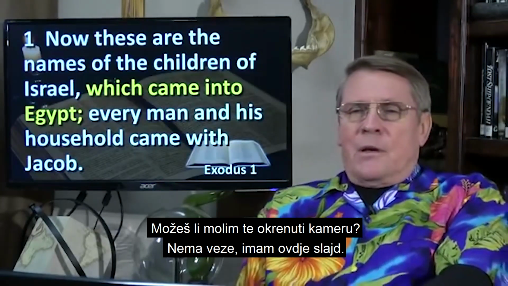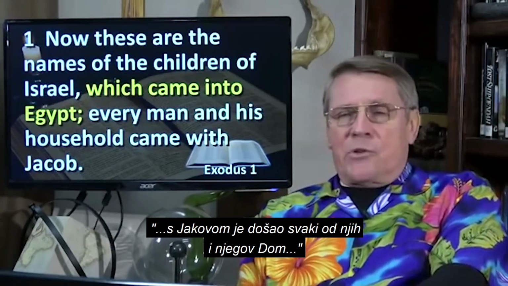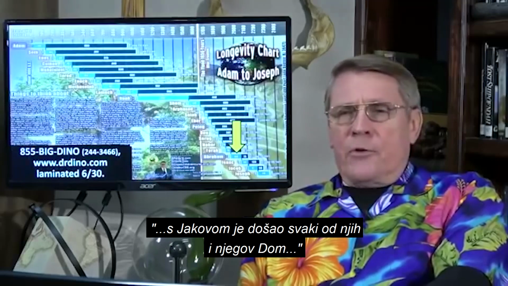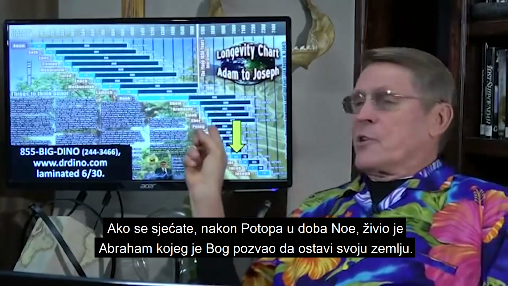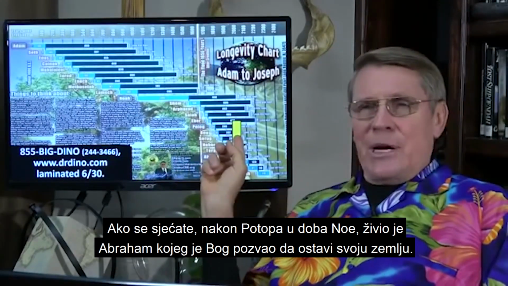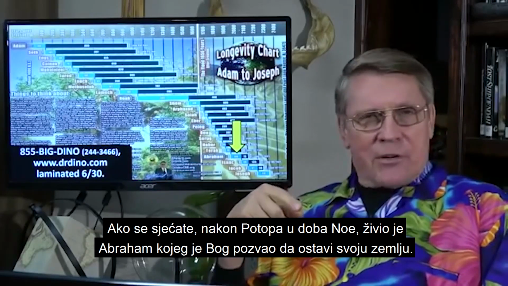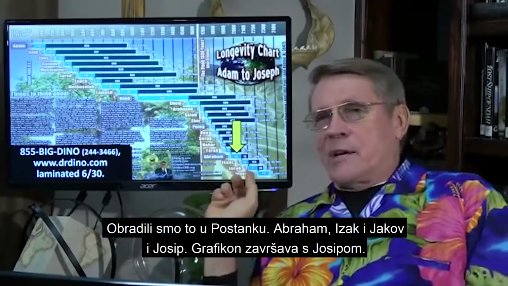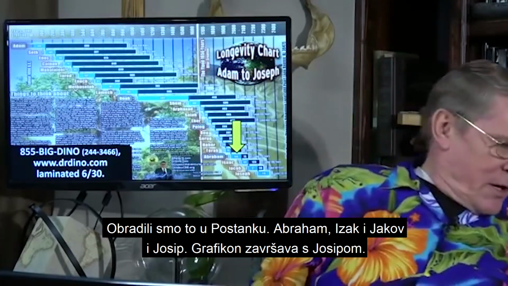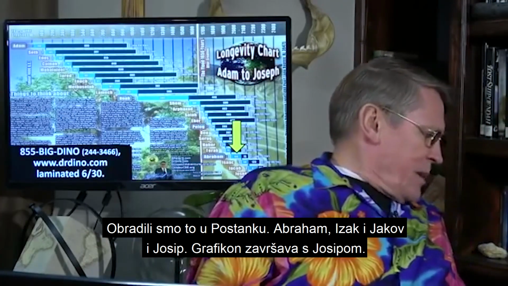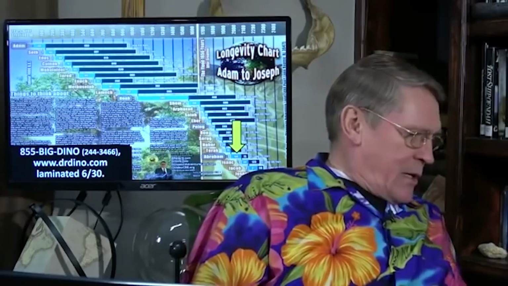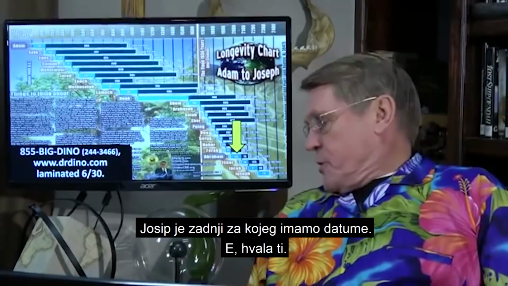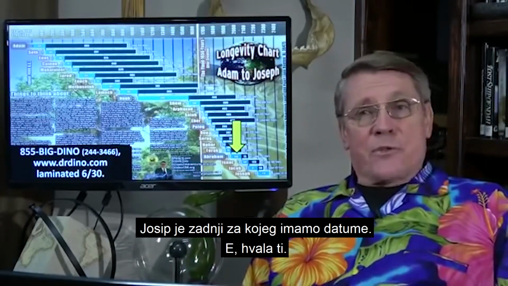Every man and his household came with Jacob. If you recall, after the flood in the days of Noah, you got Abraham, who God called to leave his country. And we covered this in the Genesis series. Abraham, Isaac, Jacob, and Joseph. The chart ends with Joseph because Joseph is the last guy we really have any dates for.